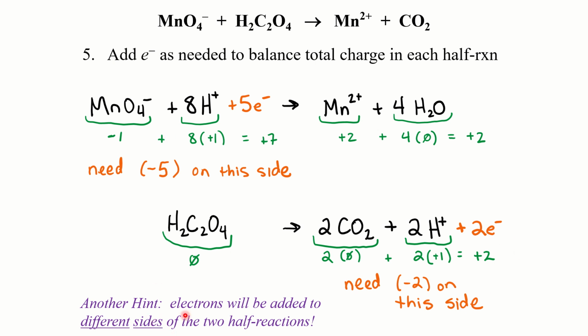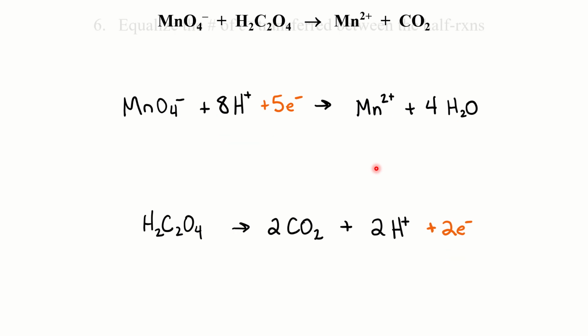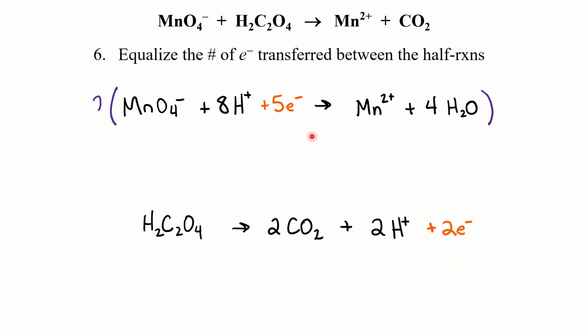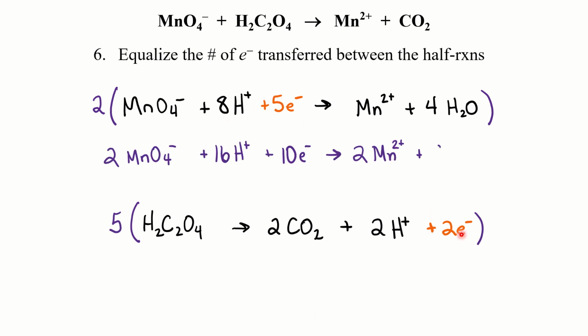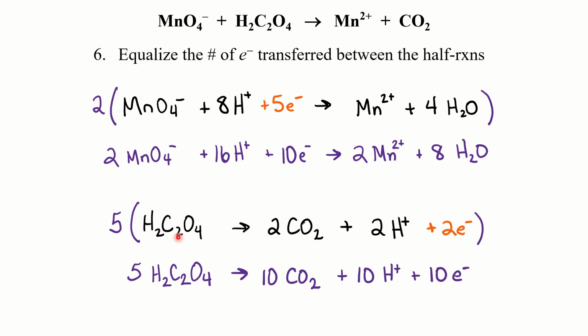Another hint I want to give here is that the electrons should always be on different sides of the 2 half reactions. That way they cancel one another out when you add these half reactions back together. All right, now you want to equalize the number of electrons transferred. So we've got 5 here and 2 here, meaning we need to multiply the first half reaction by 2 and multiply the second half reaction by 5, and so that work is shown here.